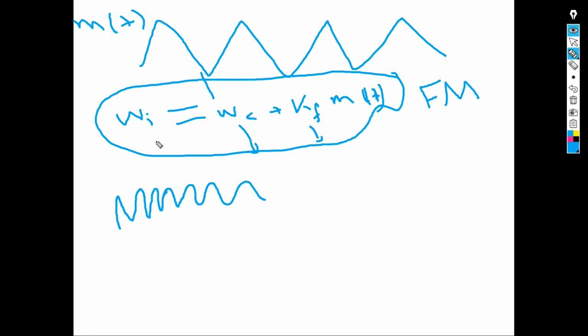And if I tell you to find the maximum frequency that this signal can have, you tell me, I know omega c, I know kf, I know the maximum amplitude that this signal can reach, let's say plus 1. You put plus 1 here and take omega i. If I ask you about the minimal frequency, you find the value, let's say minus 1, substitute it here, multiply it by kf, add it to omega c, and you find omega i. You can draw the shape, which is super easy to find.